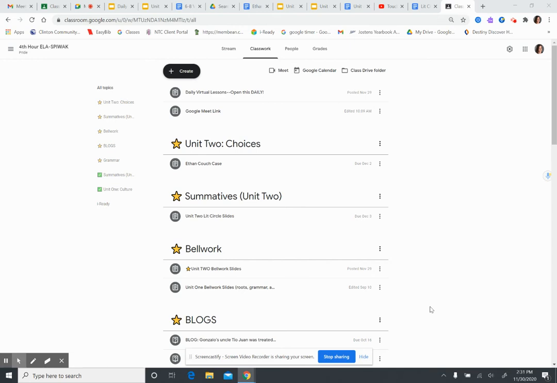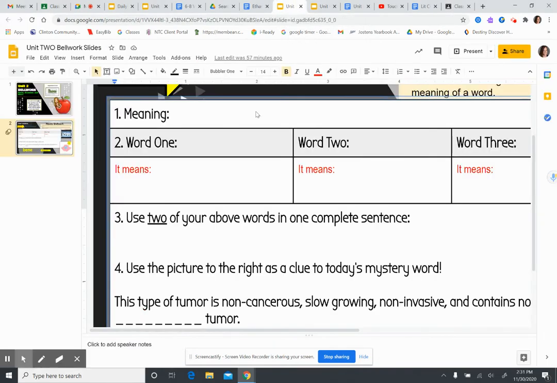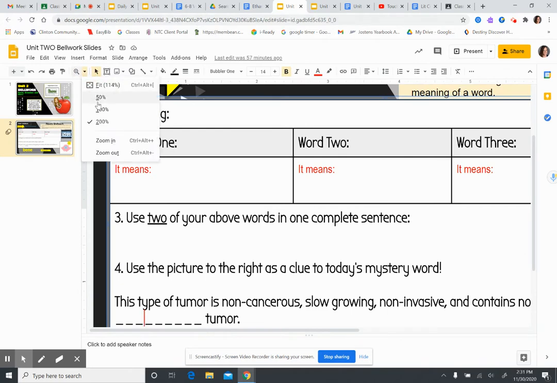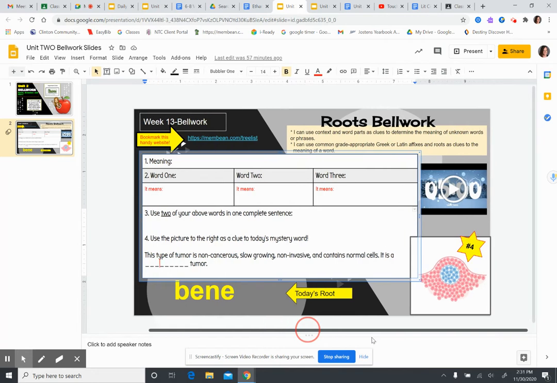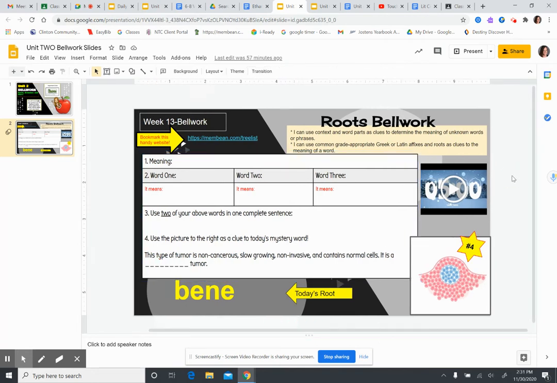Okay, I'm going to walk you through today's lesson. Today is November 30th. Okay, so you need to open up your bell work located in Google Classroom. And what we did for 5 minutes for our bell work today was this bell work slide.